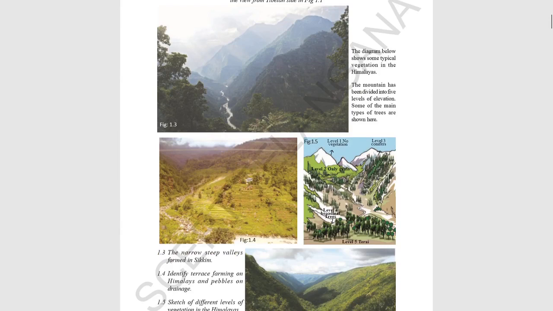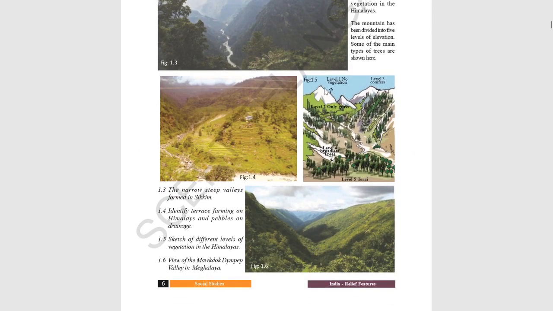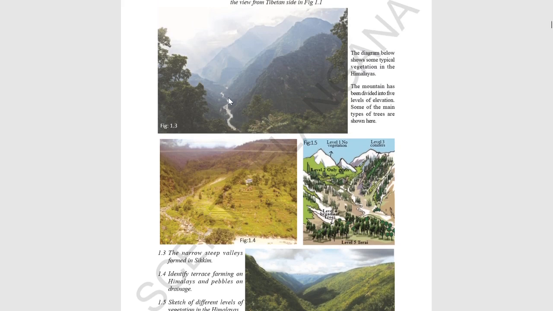And these are some of the examples or the pictures of how we calculate, in the Himalayan region, how the vegetation is. See here, at level 1 we see only ice lands, level 2 only grass, then level 3 only conifers, then level 4 broadleaf trees, and level 5 terrace. These are the levels. See, and this is a valley.